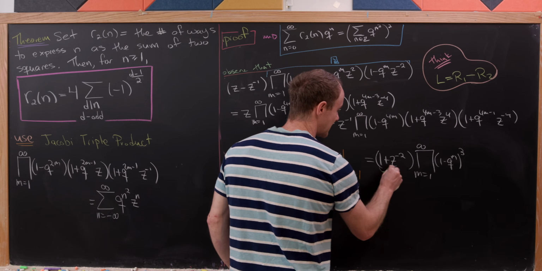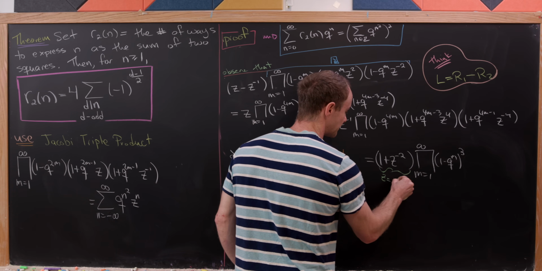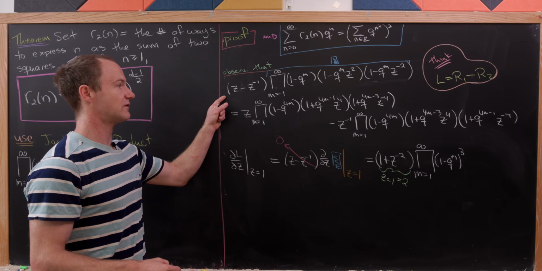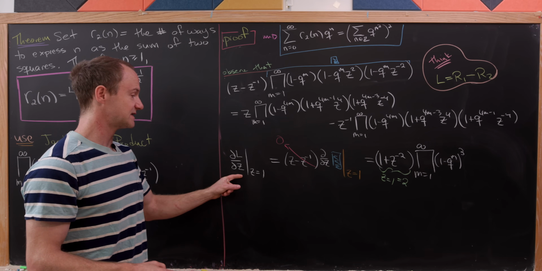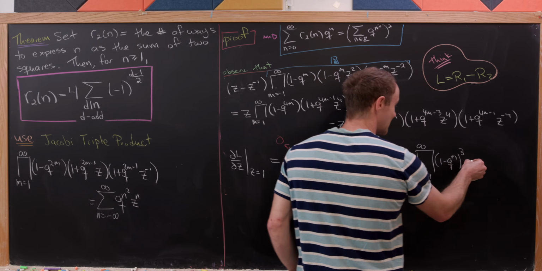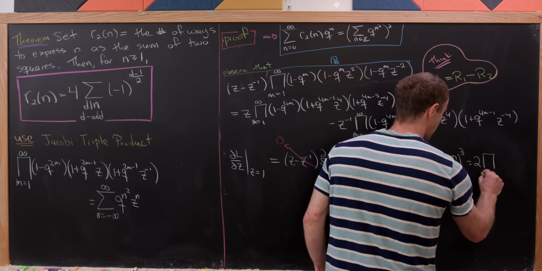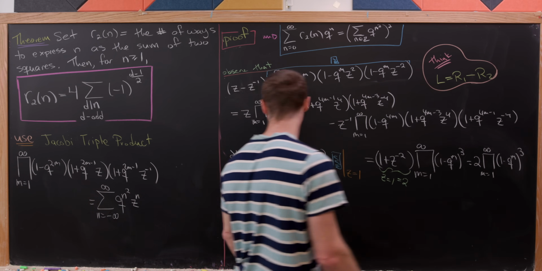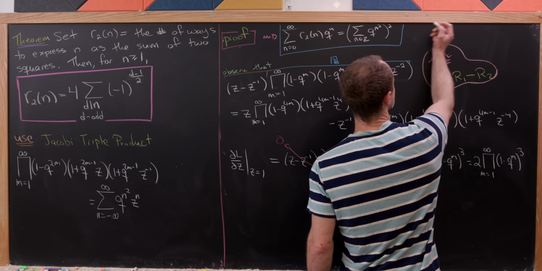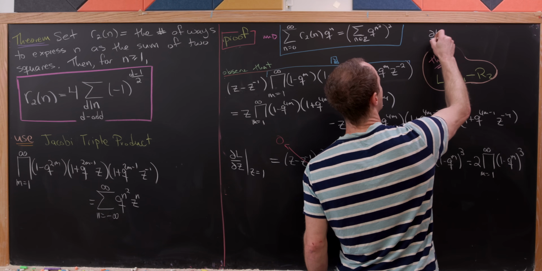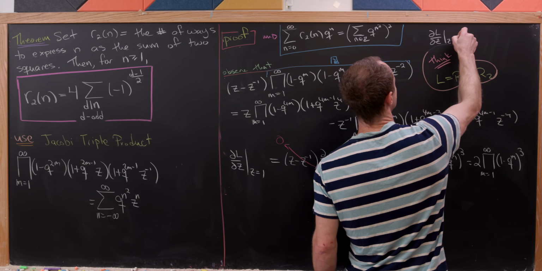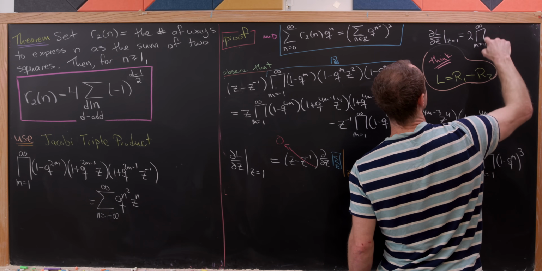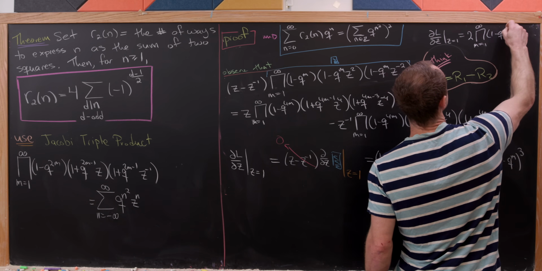And then when we set z equal to 1 here, let's observe that this simply gives us the number 2. So that means that after taking the derivative of the left-hand side with respect to z, setting z equal to 1, we get twice the product as m goes from 1 to infinity of 1 minus q to the m all cubed. So let's put that up here for safekeeping. The derivative of L with respect to z, setting z equal to 1, is 2 times the product as m goes from 1 to infinity of 1 minus q to the m cubed.